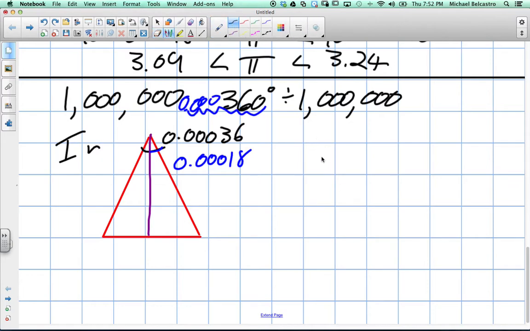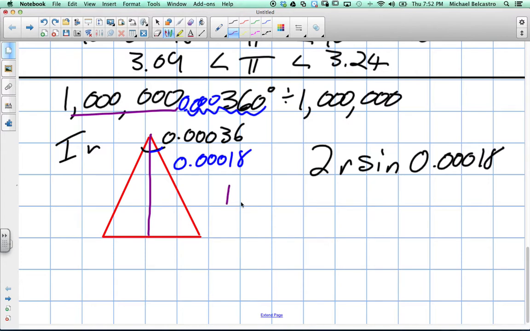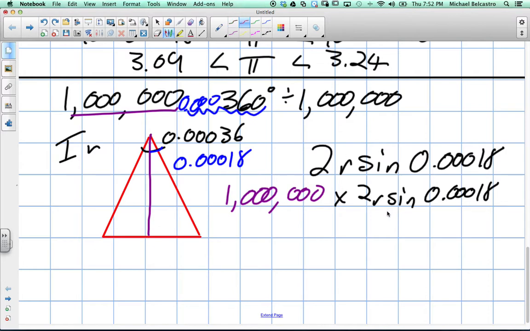The formula ends up being 2r sine whatever our new angle is. And in this case, our angle is 0.00018. And we'll have to multiply by the number of sides, right? So we'll have to multiply this by 1 million. Because there's a million sides, it's 1 million times 2r sine 0.00018. So that's our inner, which means our outer, remember, is just a little bit different.